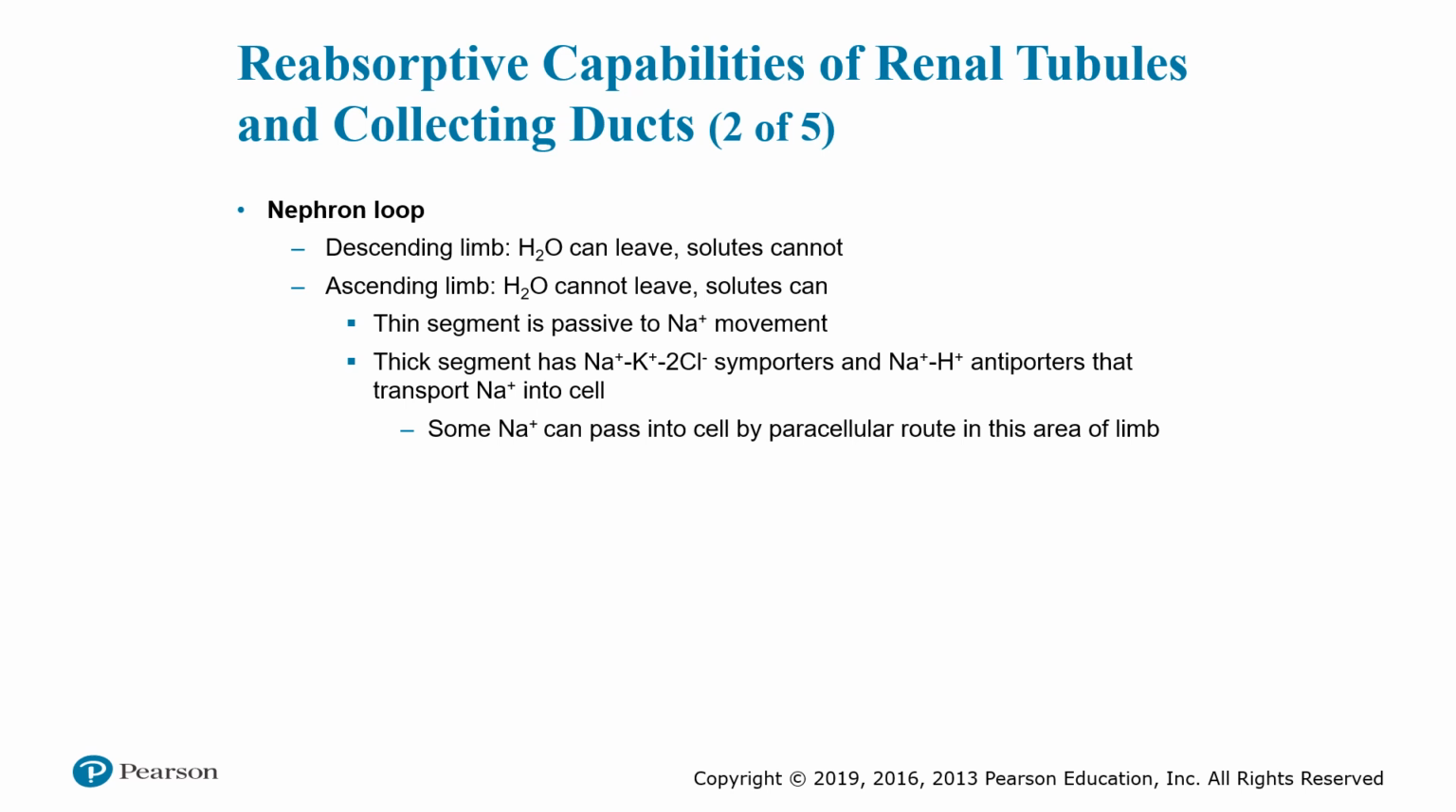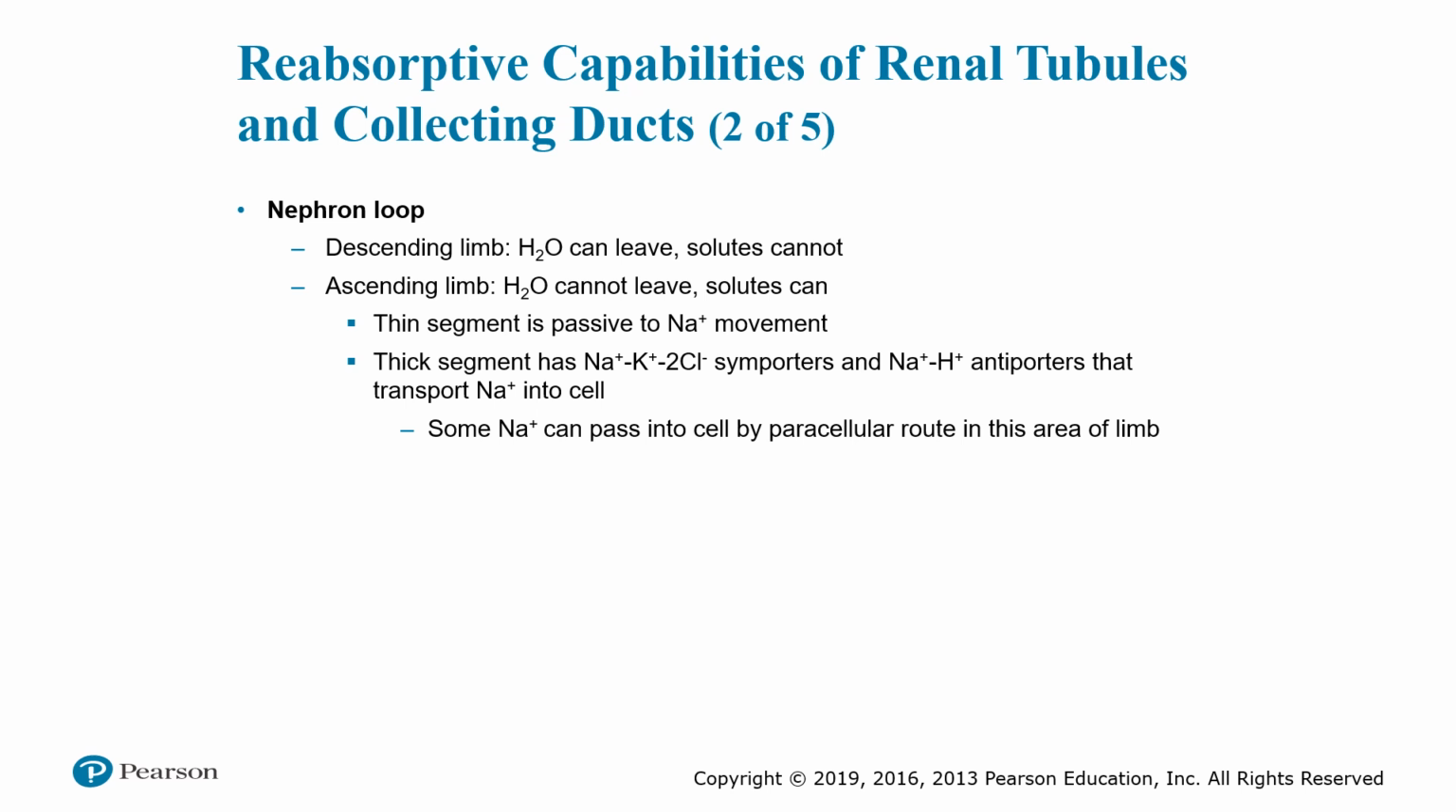They stay in the lumen. And then in the ascending limb, it becomes opposite. Now the water cannot leave. It is impermeable to water because there are not enough aquaporin channels in the ascending limb. But it is permeable to the solutes. We know it has a thin segment and a thick segment.